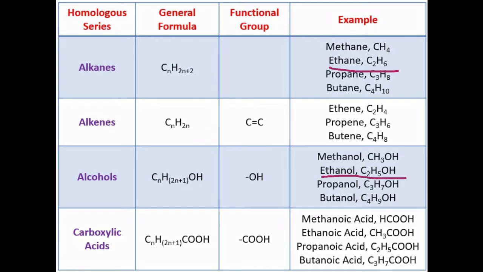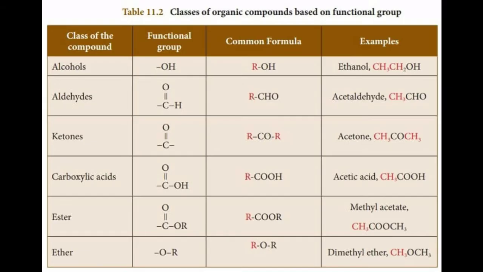For example, ethane is a hydrocarbon having molecular formula C2H6. If one of its hydrogens is replaced by an OH group, you will get an alcohol. Leaving the functional group, the rest of the structure is represented by R. Thus, an alcohol is represented by ROH. A series of compounds containing the same functional group is called a class of organic compounds. In this table, you can see the various classes or families of organic compounds and their functional groups.